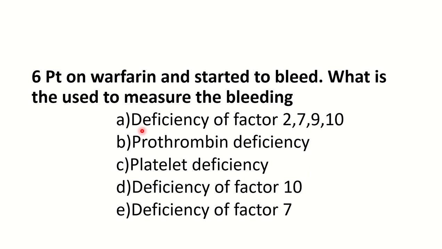Patient on warfarin, that means the patient taking warfarin and started to bleed. What is used to measure the bleeding? That means they want to know the mechanism of action of warfarin. Warfarin acts on which of the following factors? Here the options are deficiency of factor 2, 7, 9, 10, prothrombin deficiency, platelet deficiency, deficiency of factor 10, and deficiency of factor 7. So we have to find out the action of warfarin on which of the following factors.